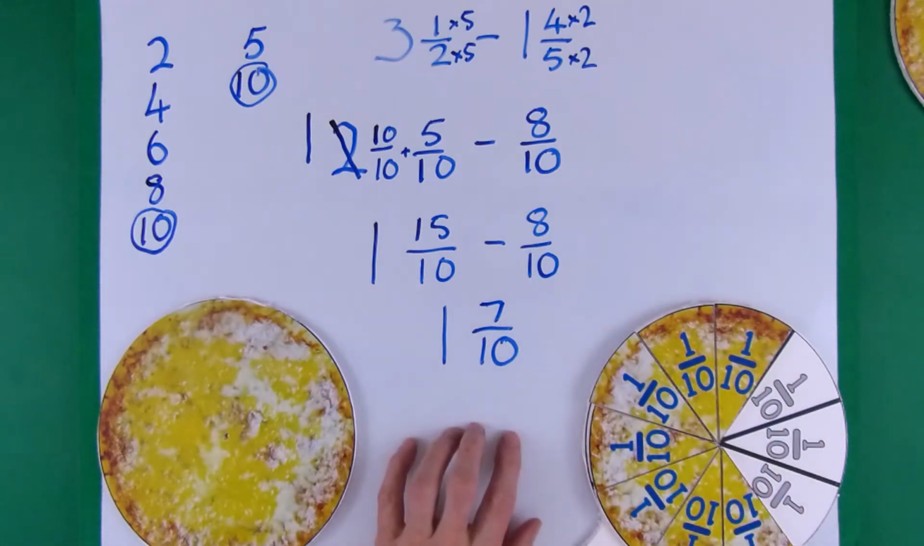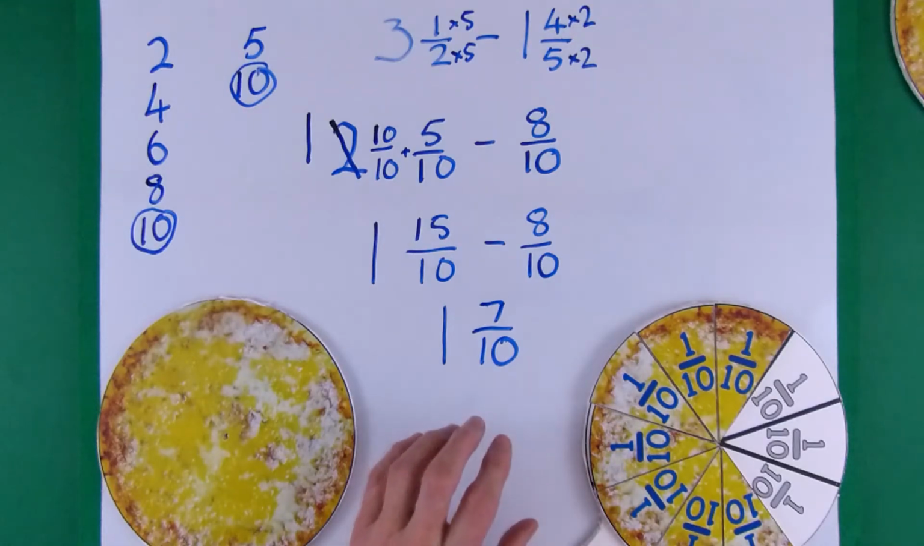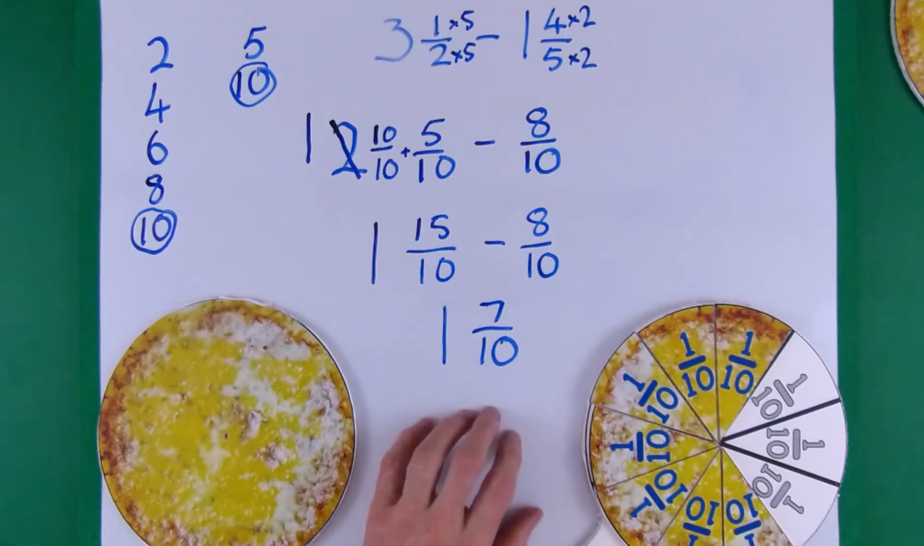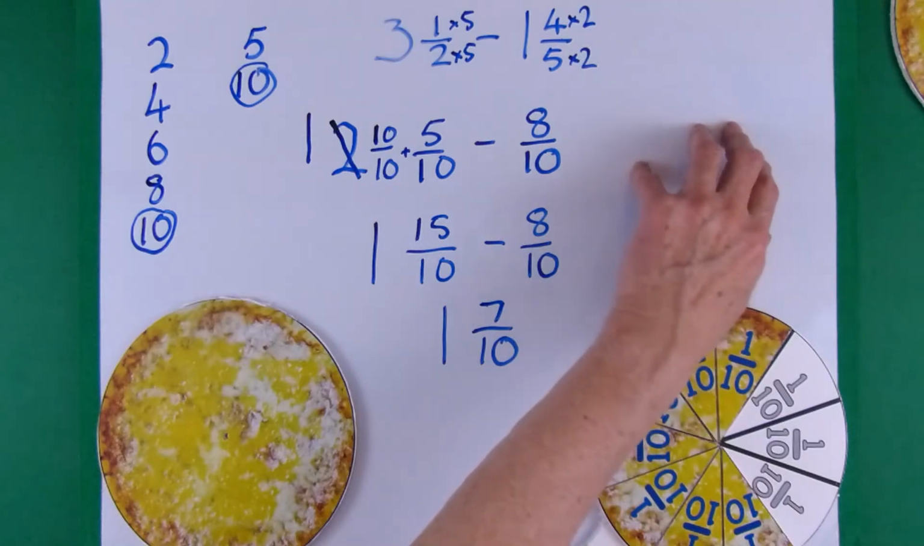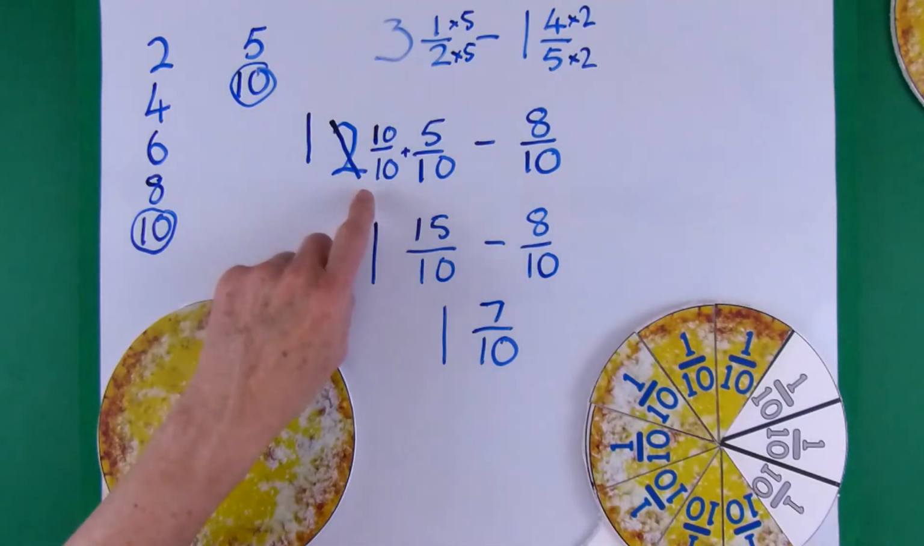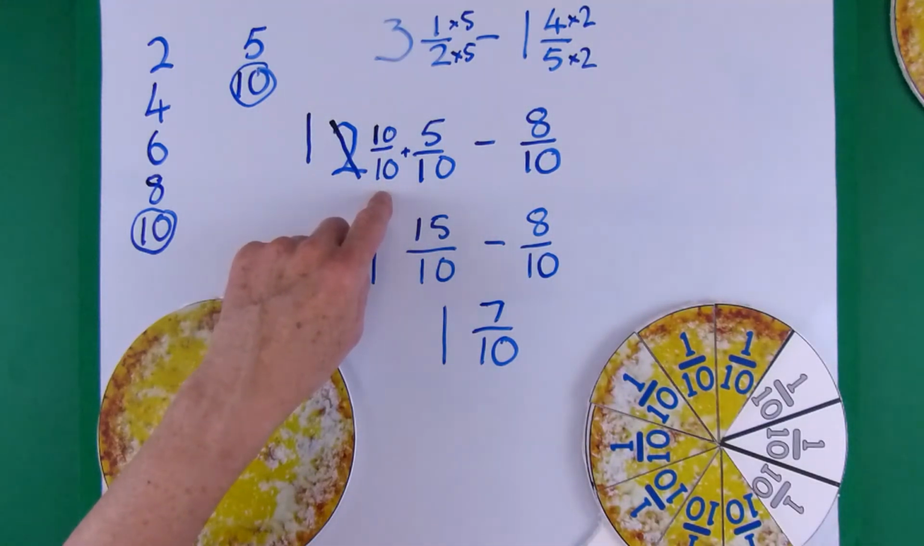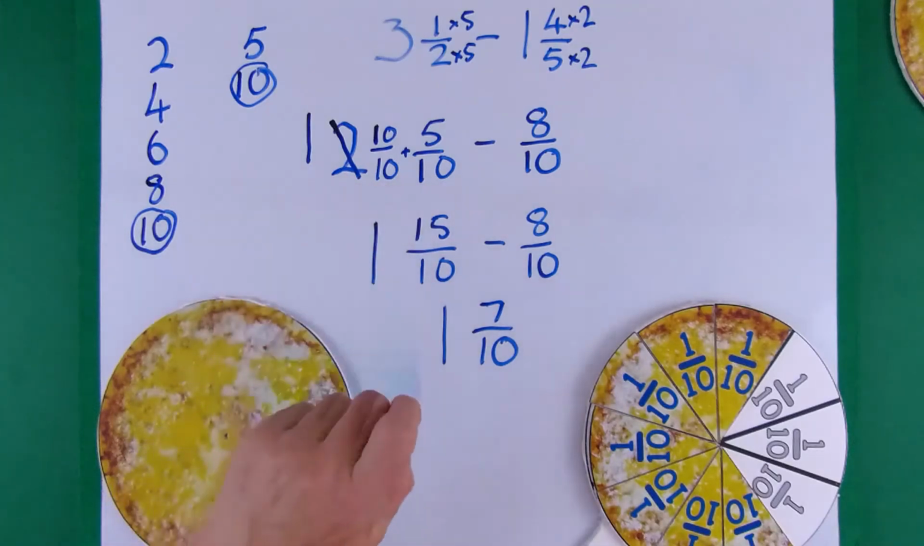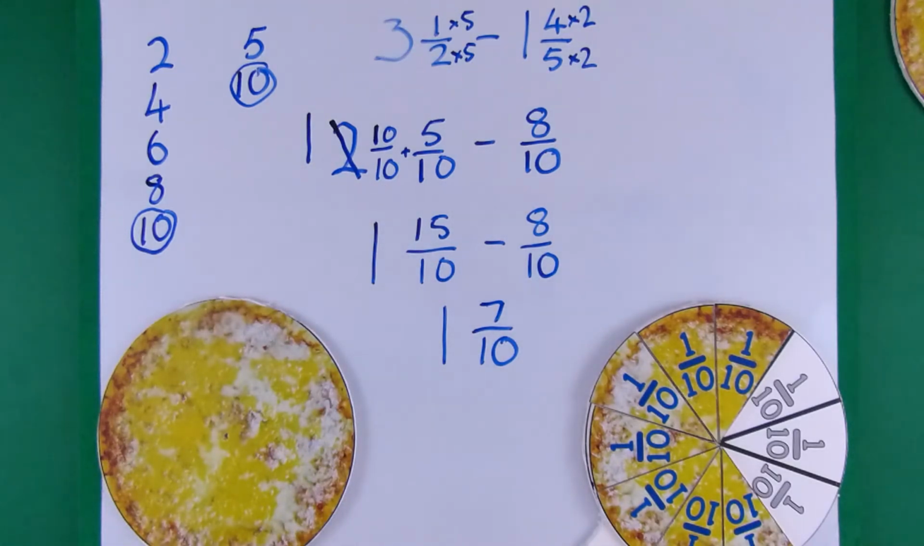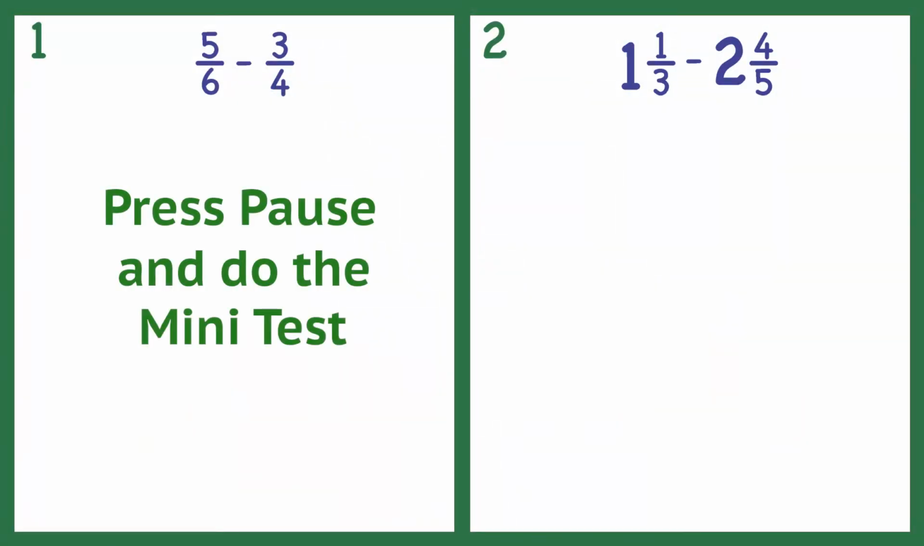So the working is very easy. It's similar to the working for adding, except you don't have the divide. You've got to sometimes break a whole pizza. So I think we're ready now for a mini test on subtraction. Press pause and do the mini test.